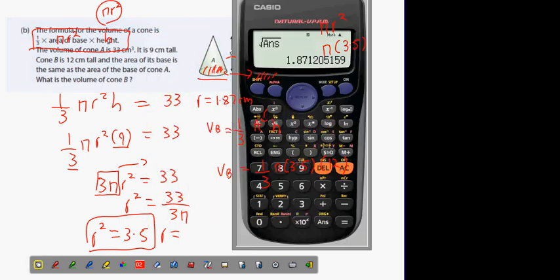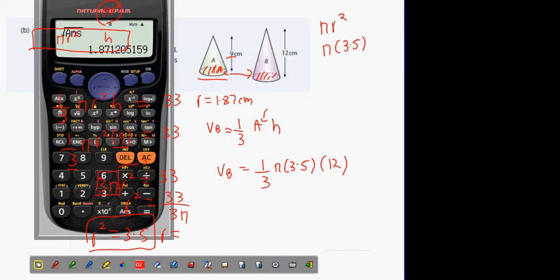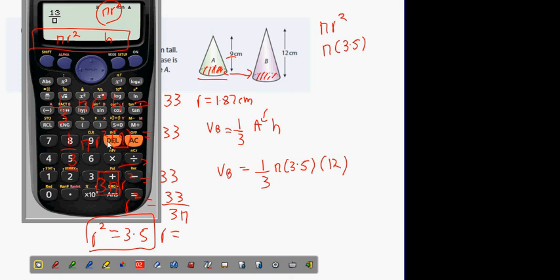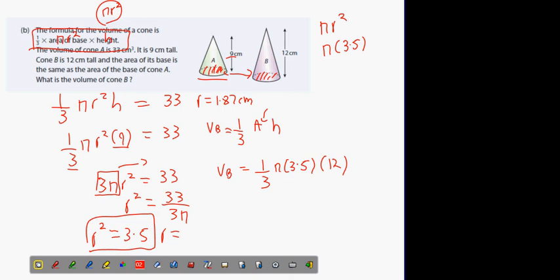Follow that into the calculator. We're going to get 1/3 times pi times 3.5 multiplied by 12, and what we get here is 14 pi, which is 43.98. So the volume of B is 43.98 centimeters cubed. Okay, moving on.